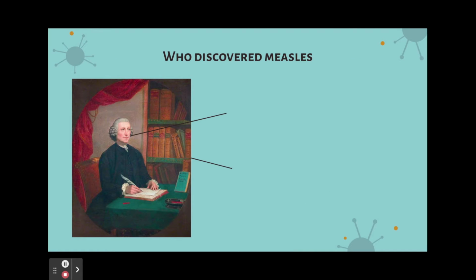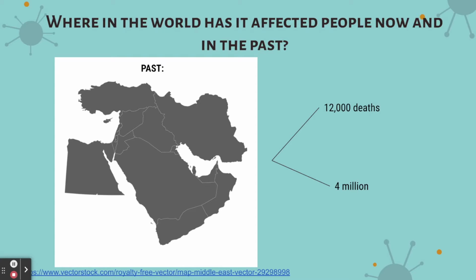Who discovered measles? A Scottish physician called Francis Home demonstrated in 1757 that measles is caused by an infectious agent in the blood of patients. Where in the world has it affected people now and in the past? In the past, it affected people in the Middle East, and then when people started traveling, the disease started spreading worldwide. Before the vaccine, it was estimated that there were at least 12,000 measles-related deaths each year, and up to 4 million people were infected yearly.